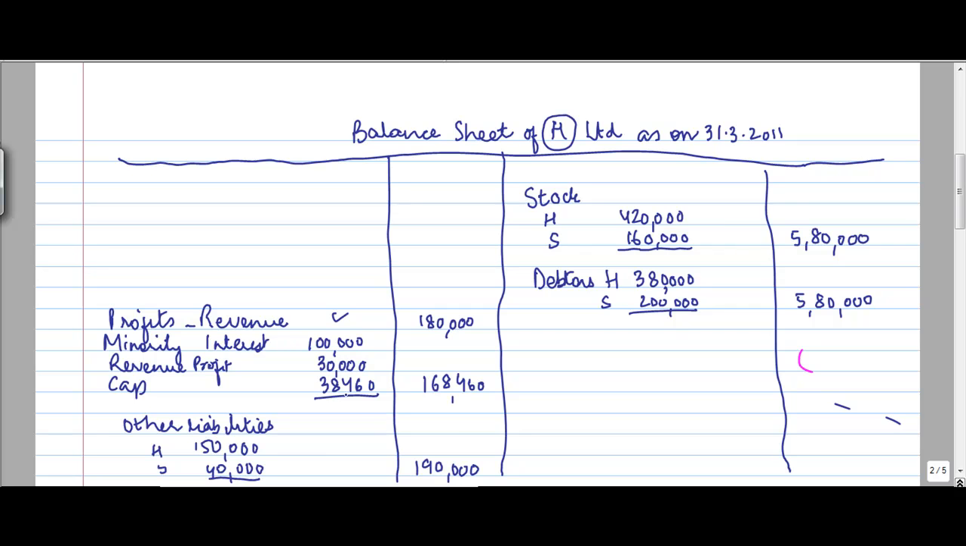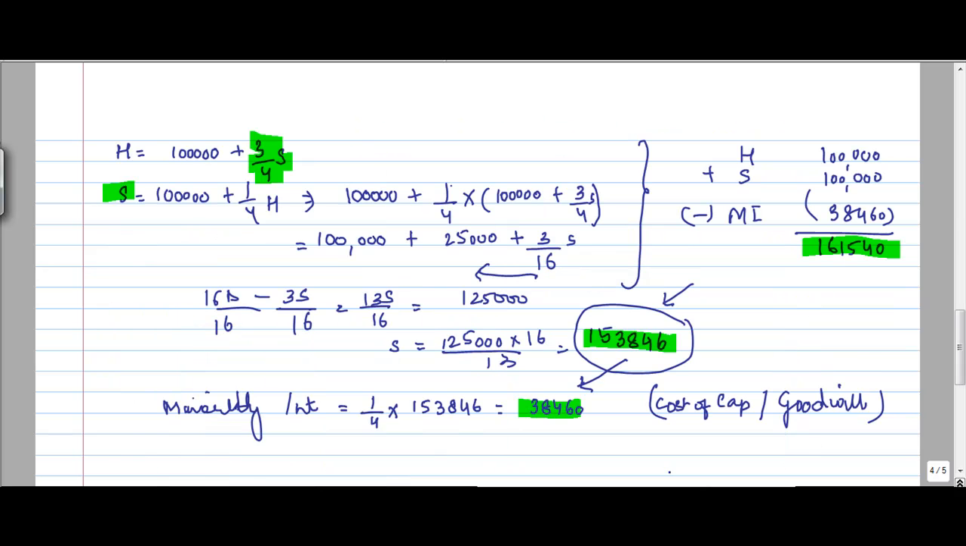So profits revenue is done. Okay, profits capital. Okay, let me just write goodwill here because 24,615. That's the amount of goodwill that I have.